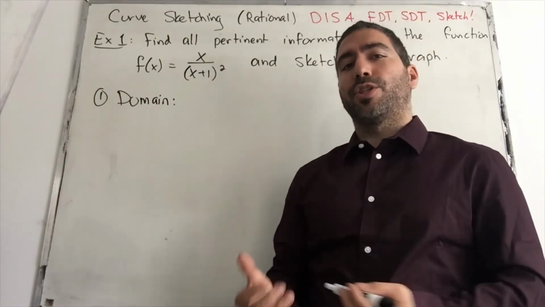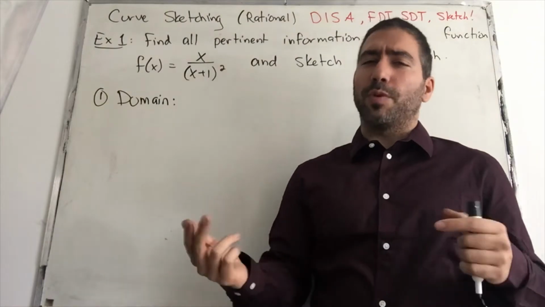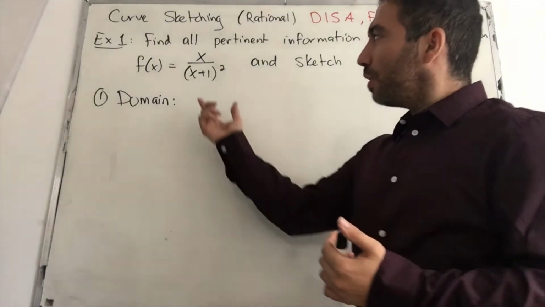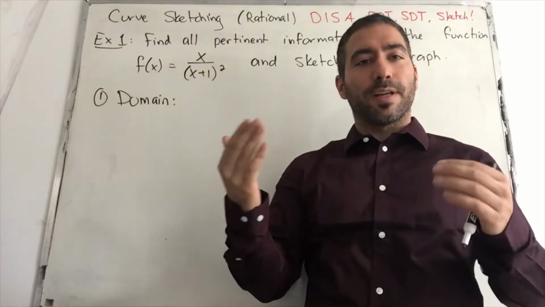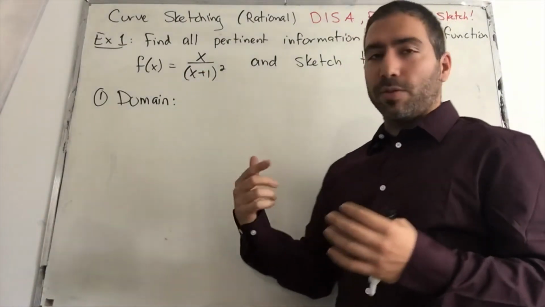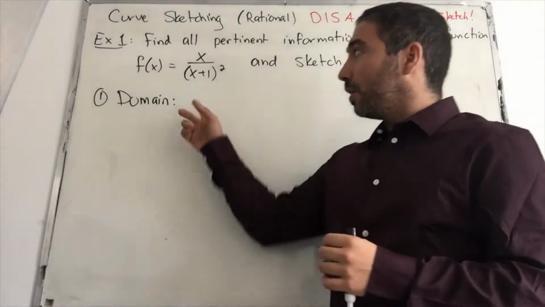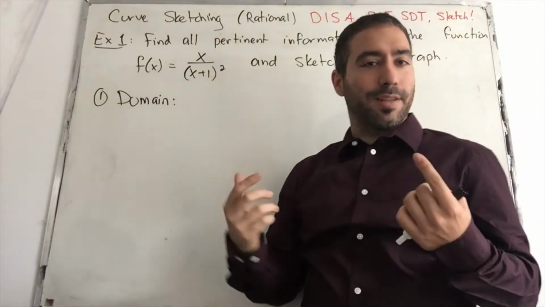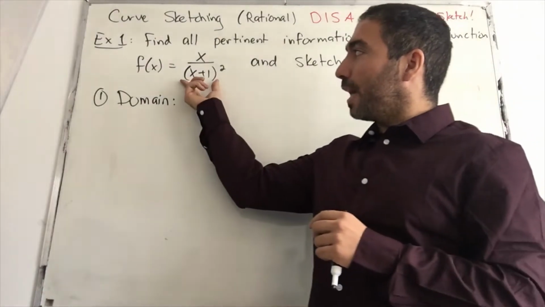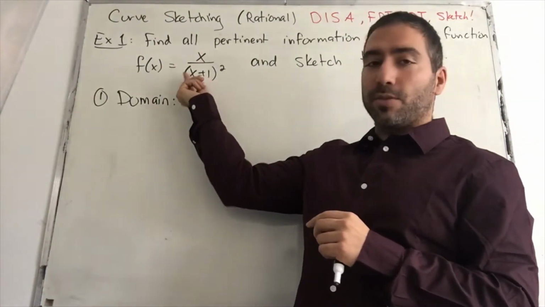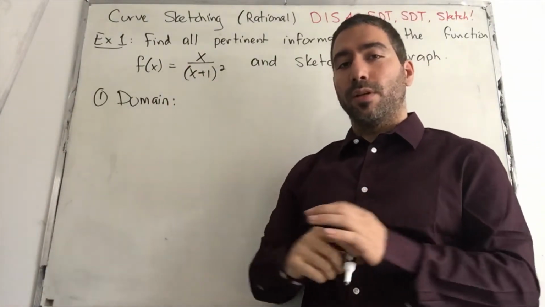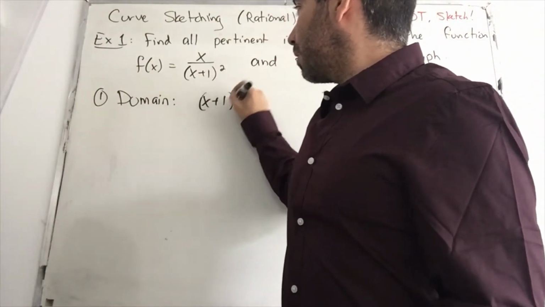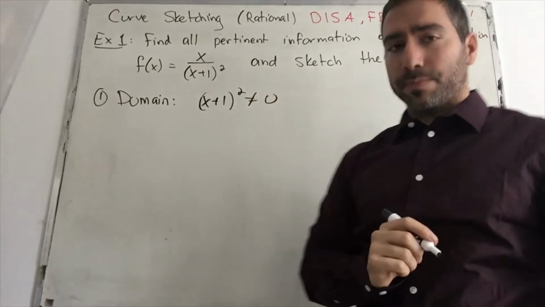We have a rational function, so we have a division, and what can't we divide by? We can't divide by 0. So what value of x here would cause you to divide by 0? If you're thinking x can't be 0, that's wrong. Putting x as 0, 0 plus 1 is 1, and 1 squared is 1. That's okay. So what value of x has to be placed in here so that the whole denominator is 0? The answer is: x plus 1 squared cannot be equal to 0.